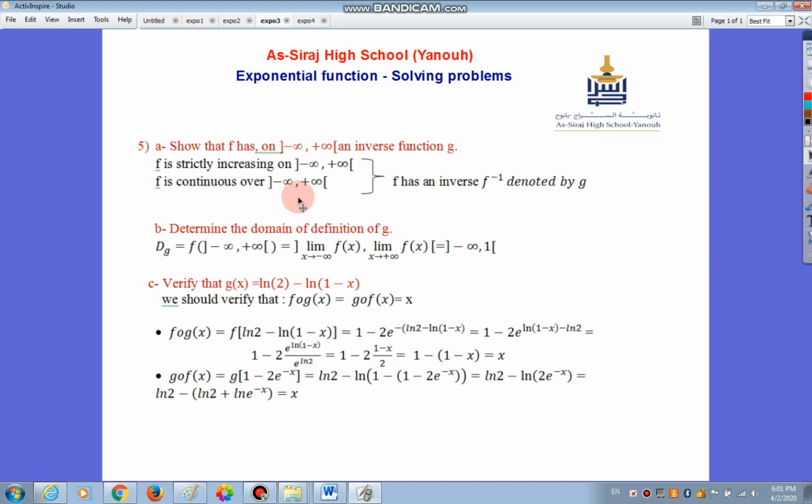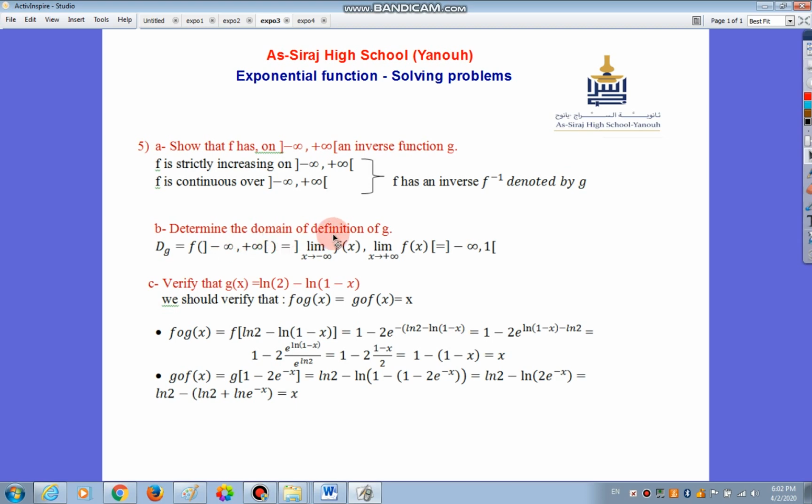Let's check our function f. We have proved in the previous parts that f is strictly increasing on its domain, and f is continuous from minus infinity to plus infinity because f(x) is equal to 1 minus 2 e power minus x. E power minus x is a continuous function, so f is a continuous function on its domain. These two conditions are satisfied, then f has an inverse f minus 1 and it is denoted by g.